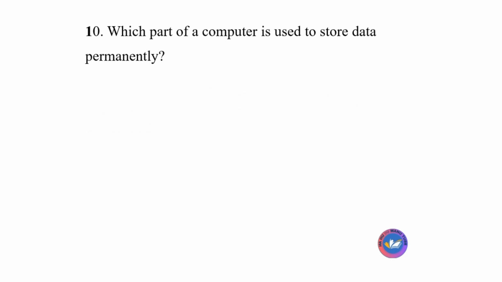Question number 10. The answer is hard drive. The hard drive is used to store data permanently, unlike RAM, which is temporary.